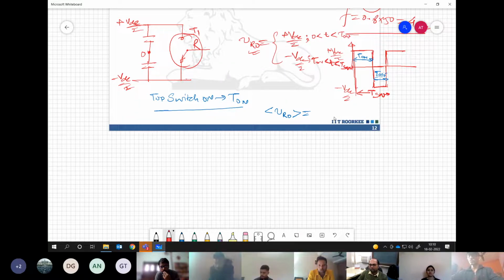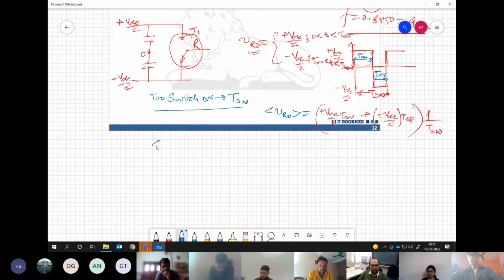So we can write plus VDC by 2 times of T on plus minus VDC by 2 times of T off, and this whole can be divided by TSW. Correct, right? We are only balancing the volt second, you can say. So whatever positive volt second we have applied and the negative volt second we have applied, divided by the total time period. So that's the voltage we are generating over here on an average.